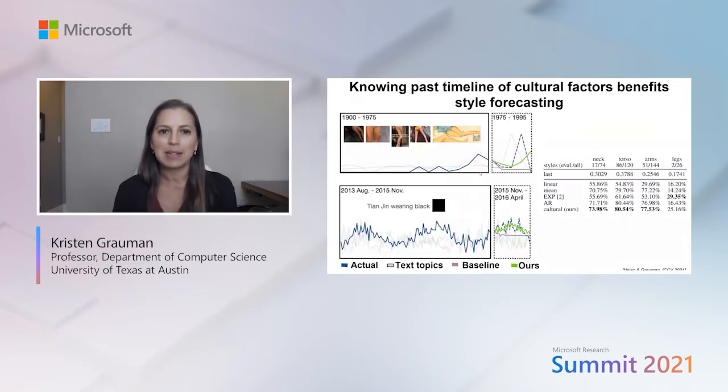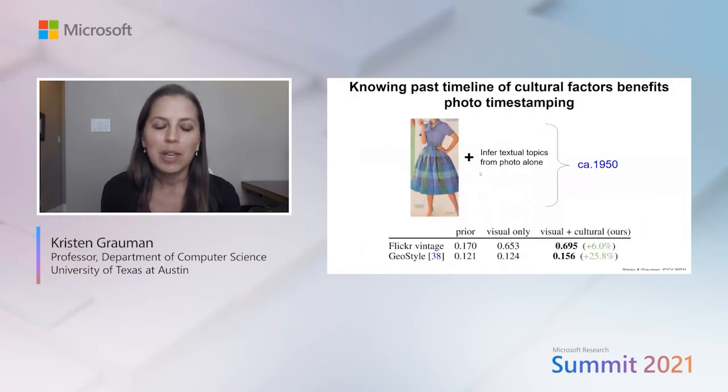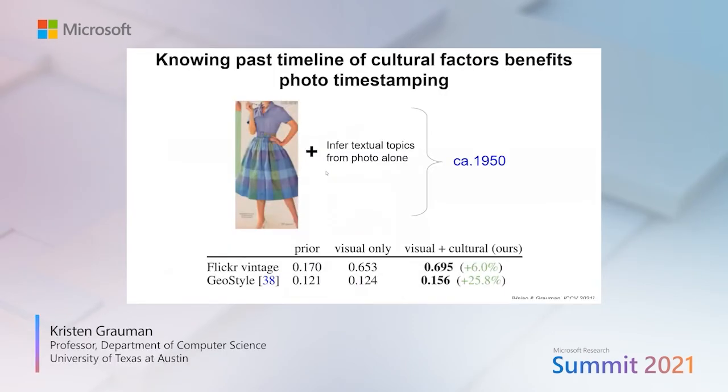Now, the second task that we considered is timestamping, where we took this model where we know culture is linked to visual styles, and we use it to do better photo timestamping. So photo is an input, and then we're asked to produce when was this photo probably taken. So what era, what decade is the photo suggestive of? And the baseline would do this using only the visual input. Our model uses cultural input by predicting what are the textual topics that go with this photo, having learned their association before, and then using both those modalities to predict the timestamp.